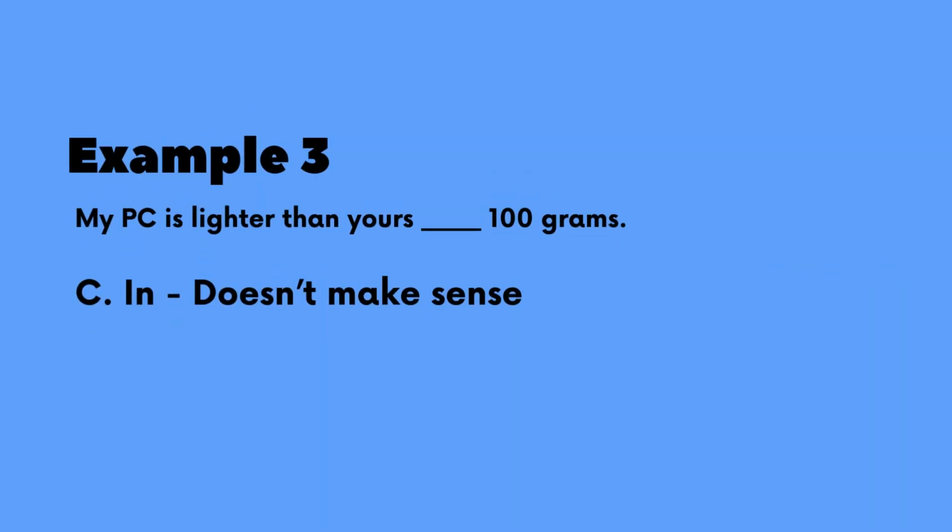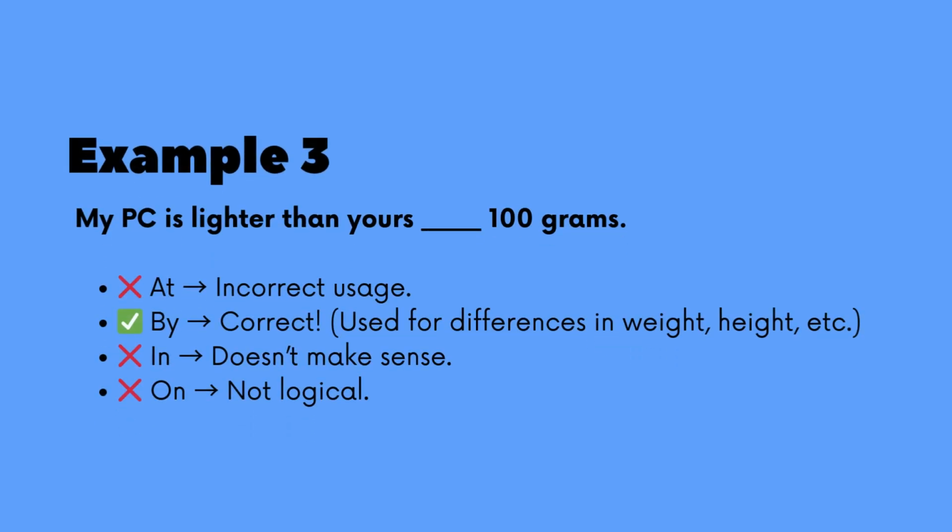My PC is lighter than yours in, doesn't make any sense. In 100 grams doesn't make sense. My PC is lighter than yours on 100 grams. No, that's illogical. So the correct answer, as my instinct already told me, should be B. My PC is lighter than yours by 100 grams. So keep on practicing, and remember, all these things have to be done with speed during the test, since you only have a few seconds to do one question.